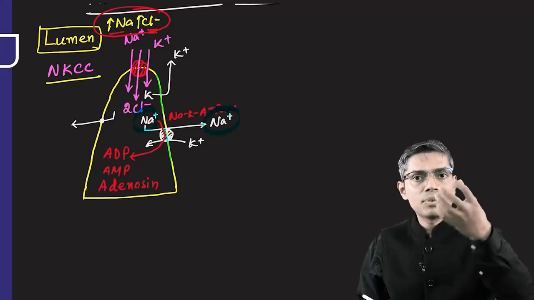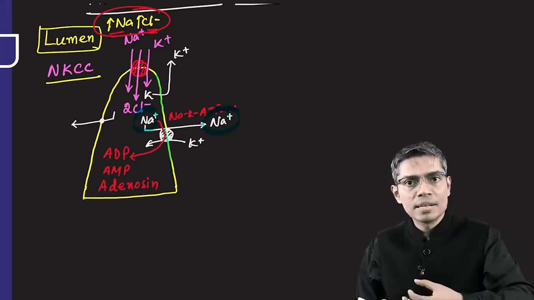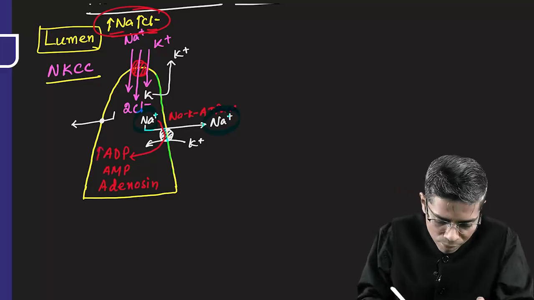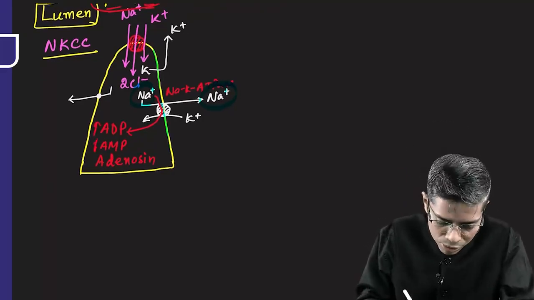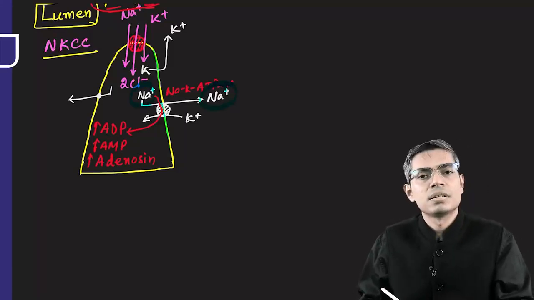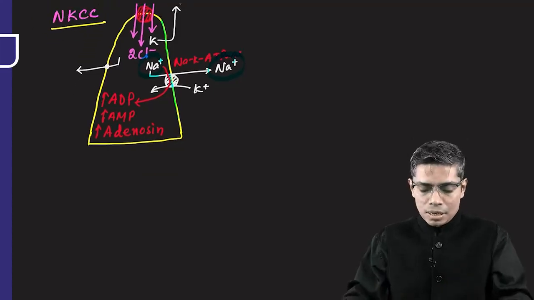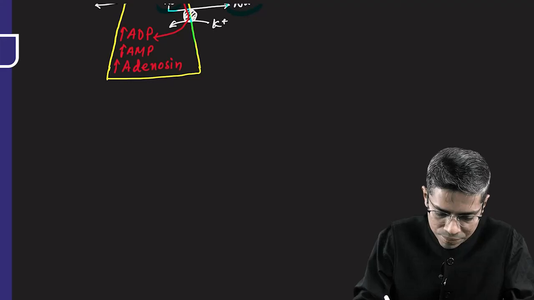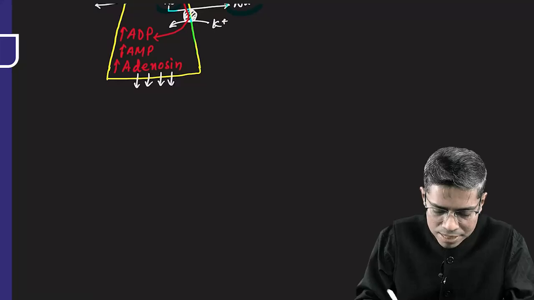So basically what I am saying, whenever the NaCl level is very high at the level of the lumen, the macula densa cell will absorb more and more sodium, more and more chloride, and there will be production of more adenosine diphosphate, which will be broken down to a huge amount of adenosine monophosphate, which will be broken down to a huge amount of adenosine. Okay, and this adenosine will now diffuse out of this macula densa cell.